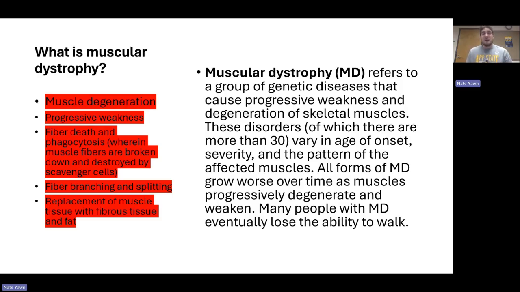Some things I've highlighted: muscular degeneration, hence muscular dystrophy, progressive weakness, fiber death, and phagocytosis, and that's where the fibers are broken down and destroyed by scavenger cells. Fiber branching or splitting, and this is ultimately the muscle is replaced by connective tissue such as fibrous tissue and or fat. And you can see down below that I have a video associated with this presentation.